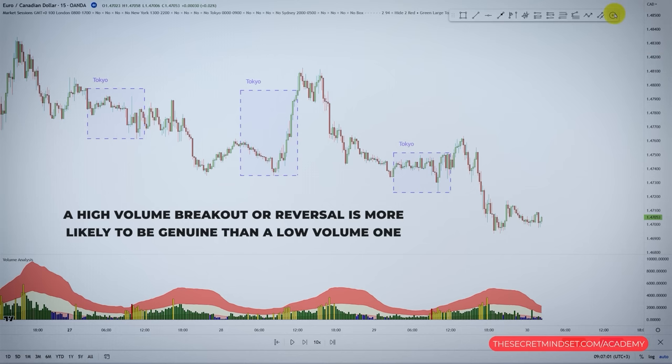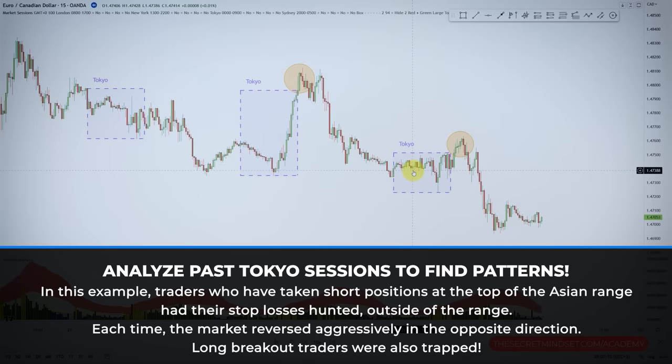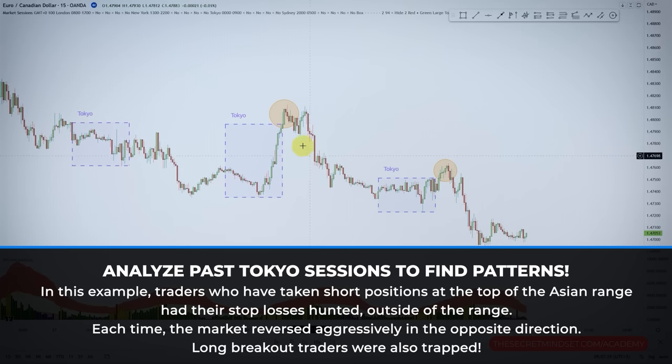Additionally, you can learn from past examples of how the Tokyo range trap has affected market trends. If you analyze these consecutive Tokyo sessions, you'll see an interesting pattern. Range traders who had taken short positions at the top of the Asian session had their stop losses hunted outside of the range. Each time, the market reversed aggressively in the opposite direction. The upward movement outside of the range also seduced traders to take long positions, hoping for a breakout trade. And that's the second batch of traders who were trapped: long breakout traders.